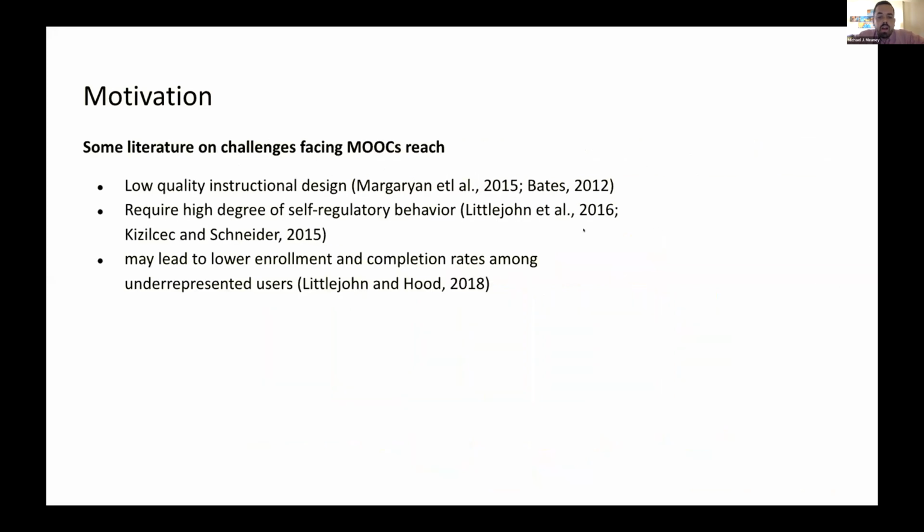So there has been some work broadly on some of the challenges that MOOCs face in reaching underrepresented learners. They have been noted to have low quality instructional design. They have been noted to require a high degree of self-regulatory behavior. And among other reasons, these make them particularly challenging environments for learners who have not had as much success in the existing educational system, and maybe some of the cause of why they've struggled to reach them.